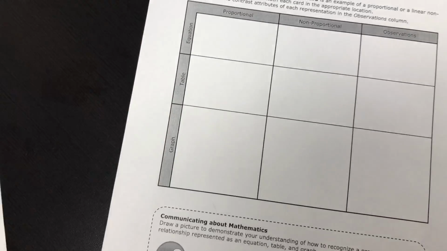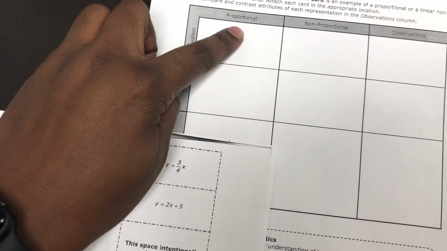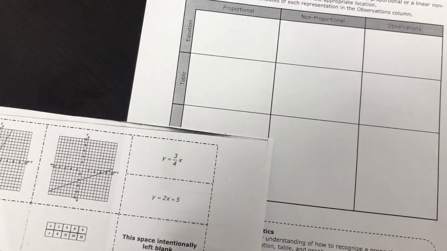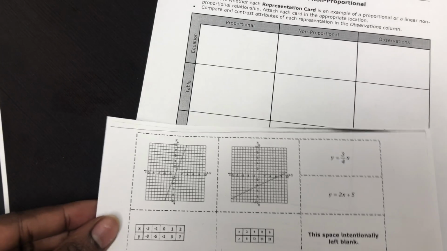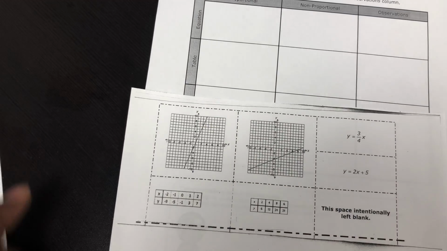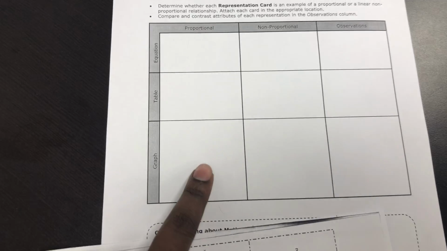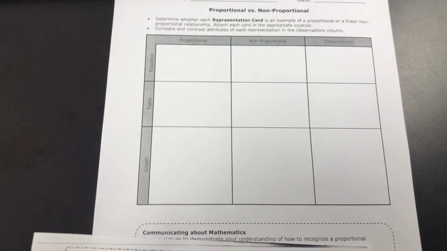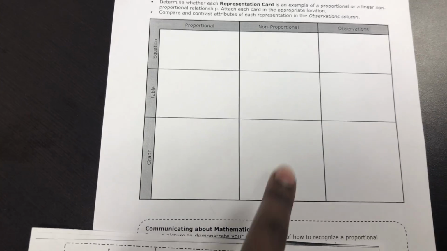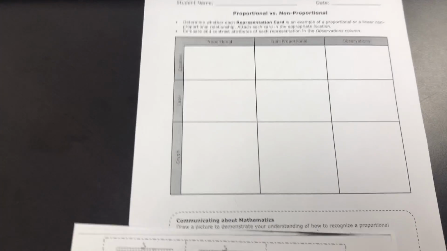So for an equation, you need to make sure out of these two equations, you paste the one that's proportional right here, the one that's not proportional right there. For the tables, you have to make sure that you paste the table that's proportional here and the table that's not proportional right there. And then for the graphs, you have to make sure that you paste the graph that is proportional here and the one that's not proportional there, and then tell about them, the difference between those two.